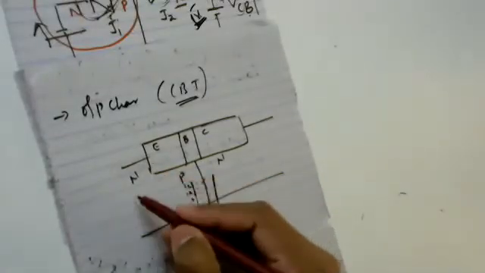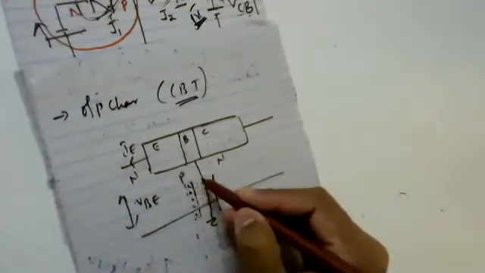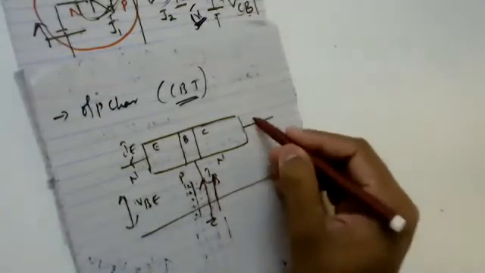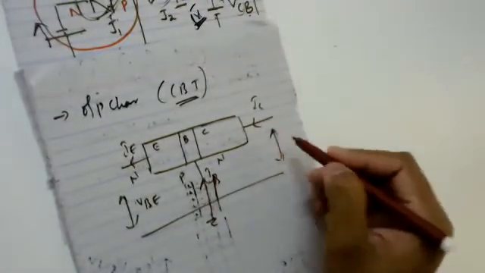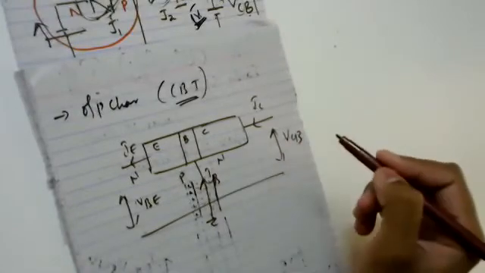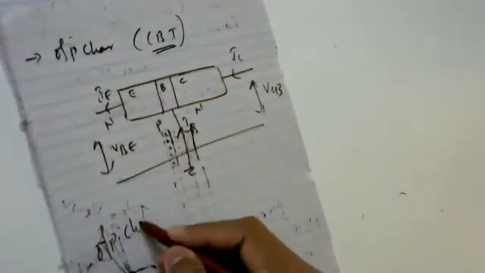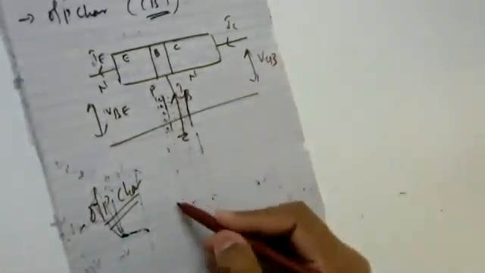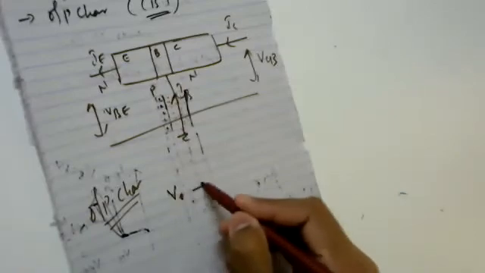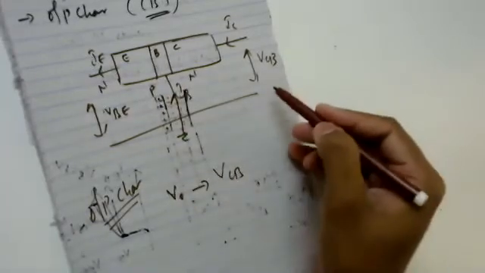Now let me say that my base is common. So this voltage is VBE, this current is IE, this current which is going to flow is my IB, and this current is IC. The potential seen over here is VCB. Now I am going to plot the output characteristics. When I want to plot them, I first need to identify my output parameters. My output voltage is VCB.